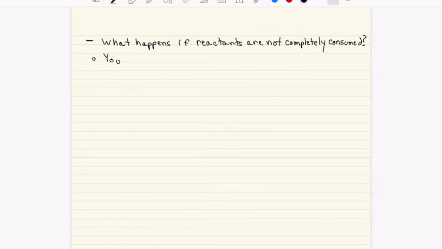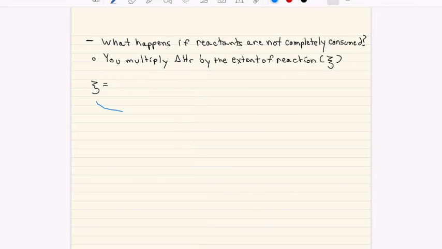if you want to calculate the enthalpy change, is you're just going to take your delta H of R value for some temperature and some pressure, and multiply that delta H of R by the extent of reaction. If you remember from chapter 4, your extent of reaction, your little xi here, basically describes how many times a reaction occurs. I'll write that here just as a reminder.